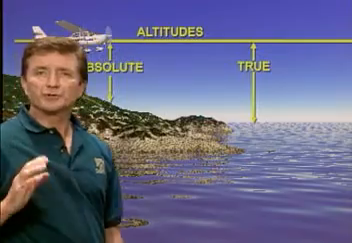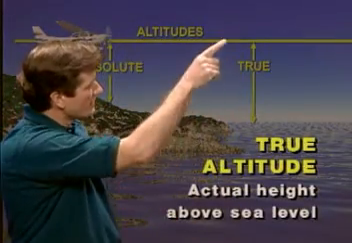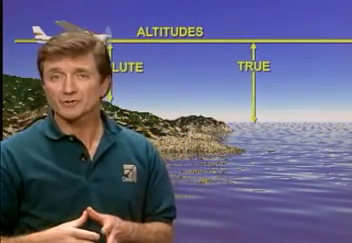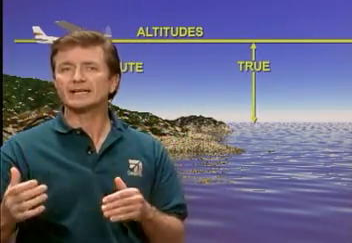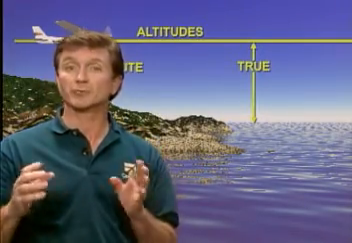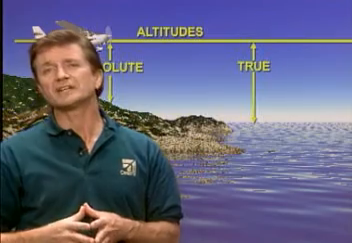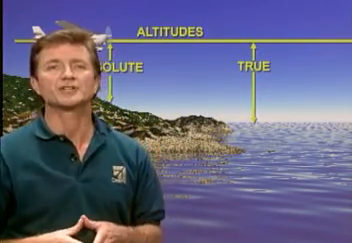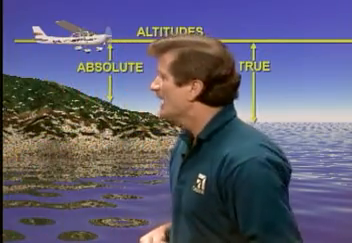True altitude is your actual height above sea level. Think about the word true. Something is true only after you correct it for errors. So if we take what the altimeter indicates, the indicated altitude, and correct it for variations in non-standard pressure and temperature, then we get something that reflects our true height above sea level, otherwise known as true altitude.